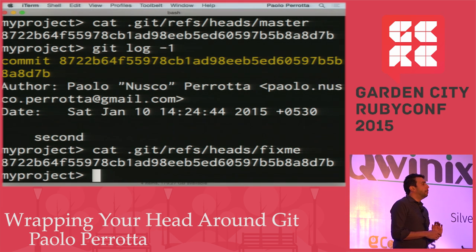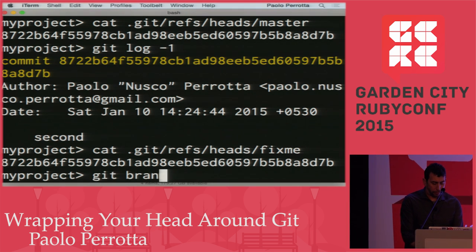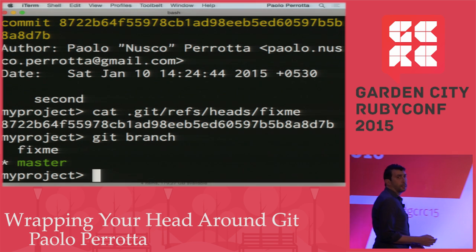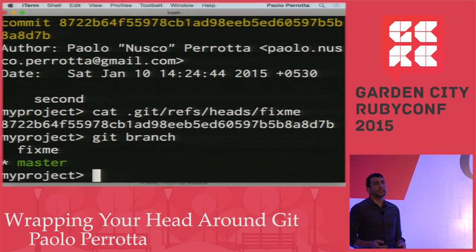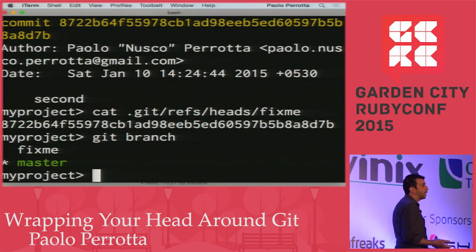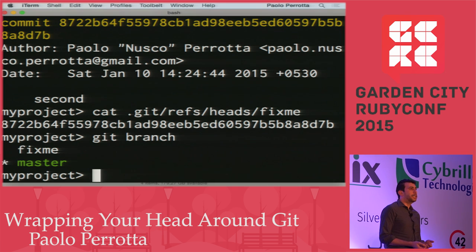Now, we are still missing something. When I say git branch, these two branches are not the same. One is all happy and green, and the other one is all white and sad. Because one is the current branch, right? How does Git know what the current branch is?